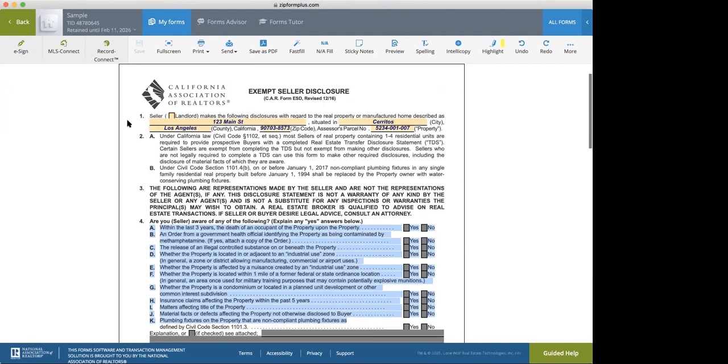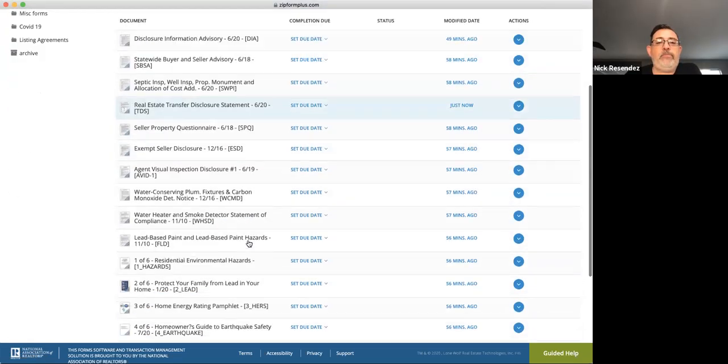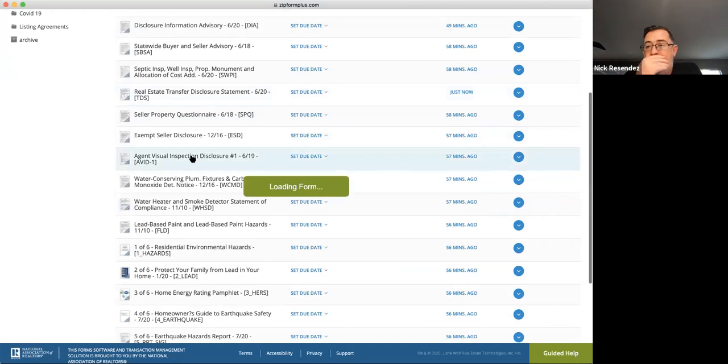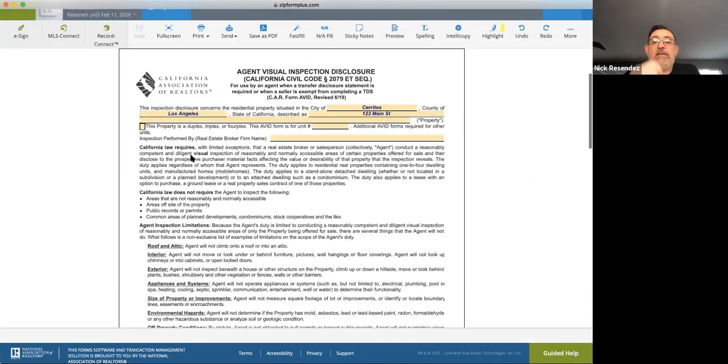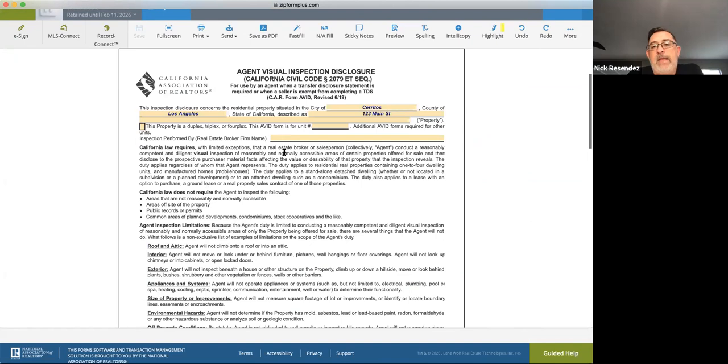All right, let's keep going since we looked at all those already. All right, the AVID. You remember on the transfer disclosure statement we looked at, we were checking the box that says we're going to provide an agent visual inspection, okay? And this is a great form because it tells you that you got to go do your own investigation. It also tells you what to look for and what you don't look for, which we'll get to in a second. And then you're asked to disclose if the property is a duplex, triplex, or fourplex.